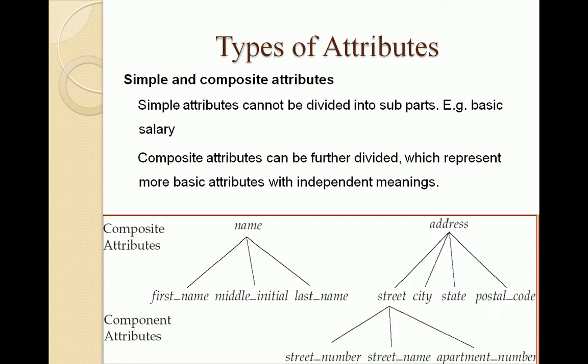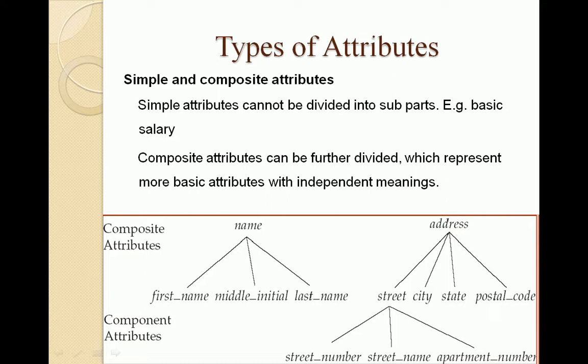Now, what are the types of attributes? The first type of attributes are simple and composite attributes. Simple attributes are those which cannot be further subdivided into subparts, like basic salary, which cannot be further subdivided. So basic salary is a simple attribute. Composite attributes are those which can be further divided, like here the name is divided into three parts: first name, middle name and last name.